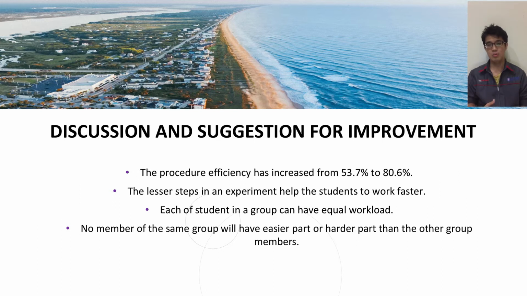So the fewer steps in an experiment will help the students to work faster, and each of the students will have an equal workload, because during the lab session, normally the procedures are not distributed equally because the tasks and the time are not carefully evaluated. So some of the members will have an easier part at the beginning stage, and the tougher part will be at the last stage. So it is not equal, as some of the easier parts will be done quickly and some of the tougher parts will take a lot of time. Thank you from my part.